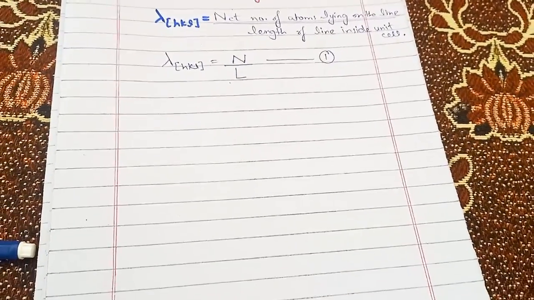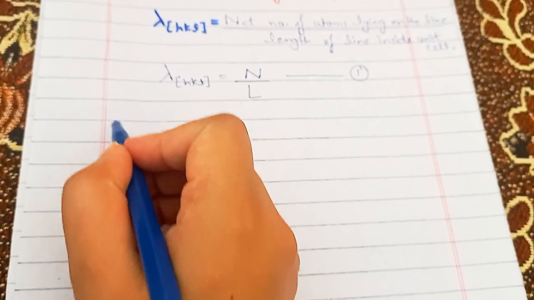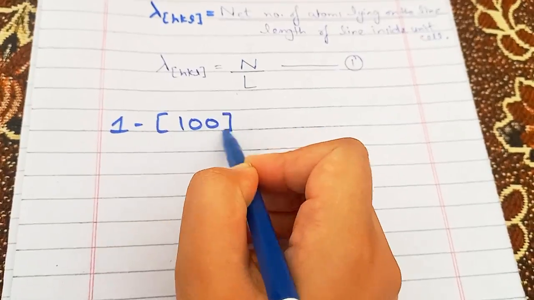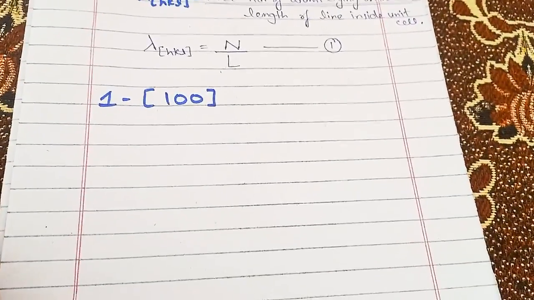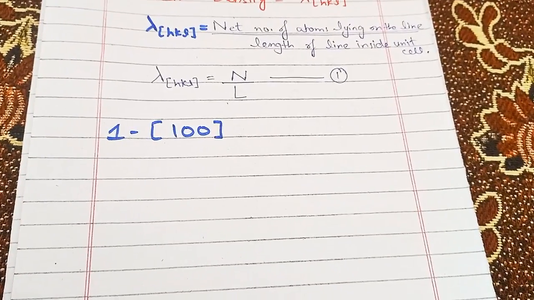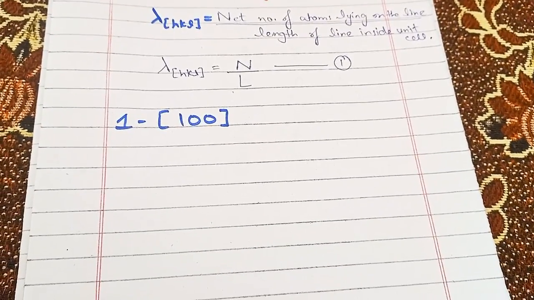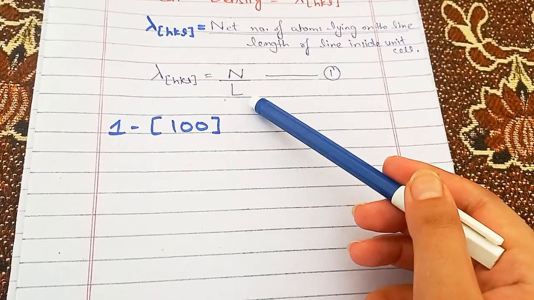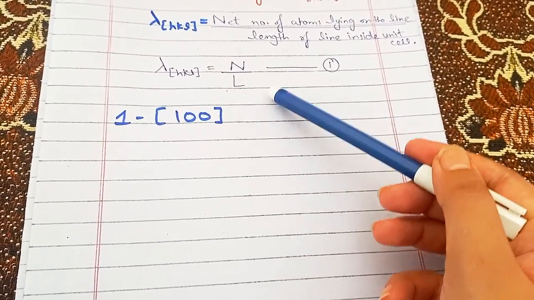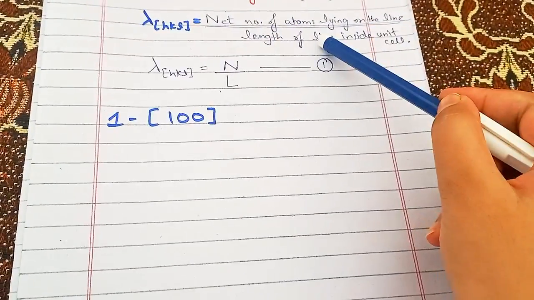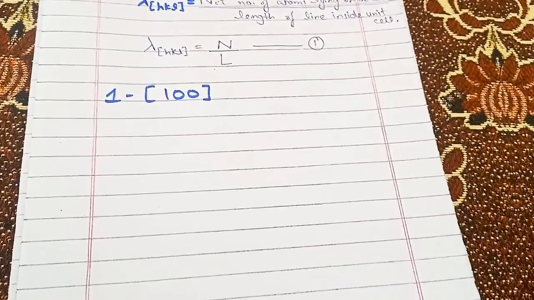Alright, so let's start with the first direction, which is 1, 0, 0. Whenever you are finding out the linear density, the first step is to draw the direction inside the unit cell. After drawing the direction, you will be able to calculate capital N and capital L for it, and putting it back into this equation, you will find out the linear density. So it is really simple.